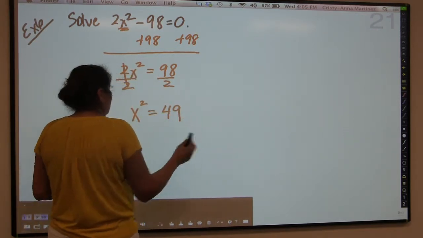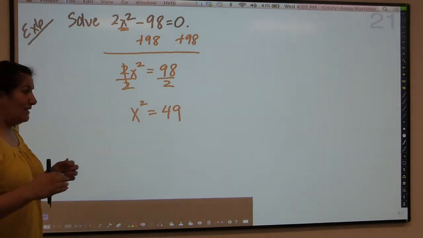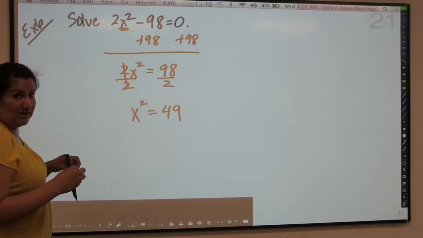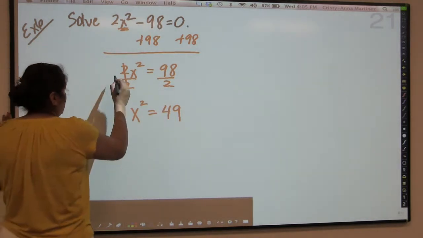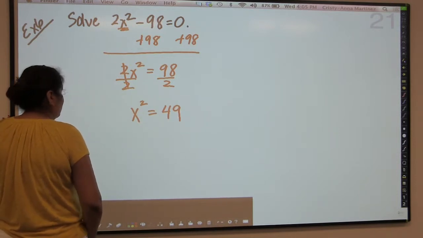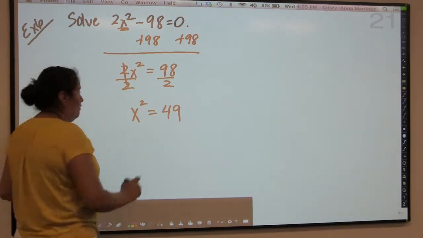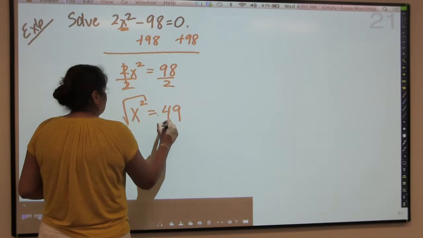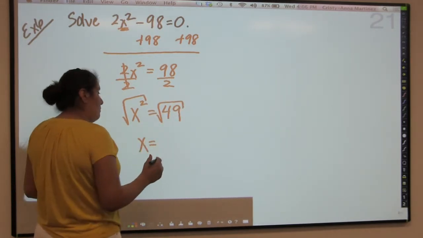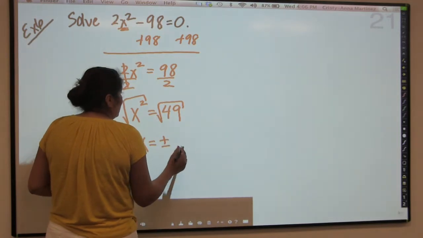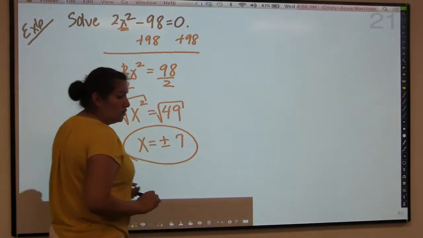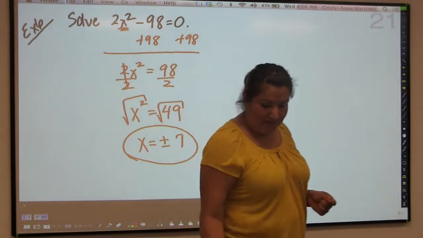Remember, you do not want to take the square root of both sides until the x squared is by itself on either side of the equal sign. You never want to take the square root like right here because there's still a 2 in there. You want to wait to take the square root until the x squared is by itself. So now I can square root both sides, and anytime you take the square root of both sides, you have to remember to put plus or minus, and the square root of 49 is 7. So in this case, we have 2 solutions, positive and negative 7.